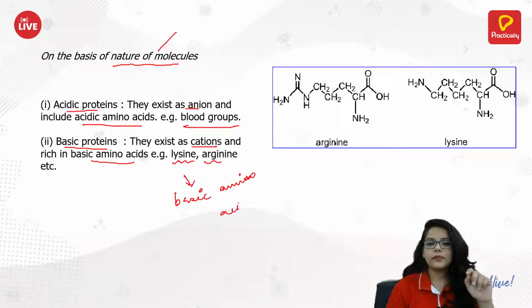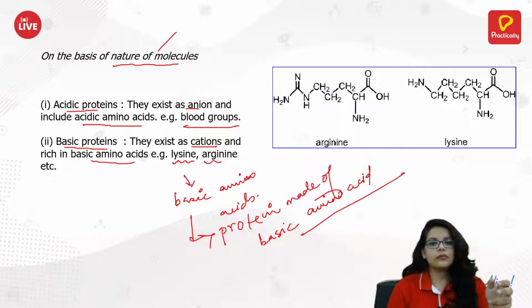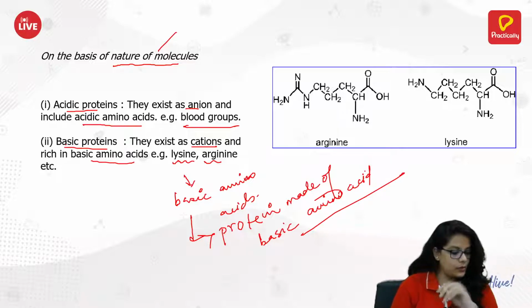So proteins made up of different kinds of basic amino acids are known as basic proteins. Okay, so this is how.